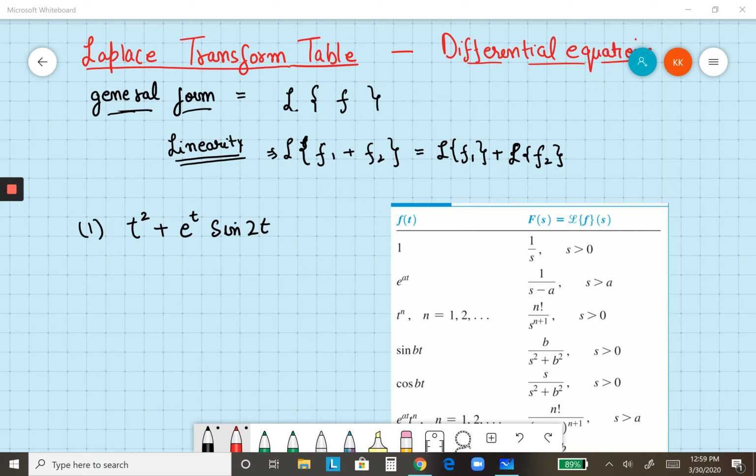Everyone, my name is Kavleen and I'm a sophomore in chemical engineering. Today we'll be discussing how we can use the Laplace transform table to do the Laplace transformation.